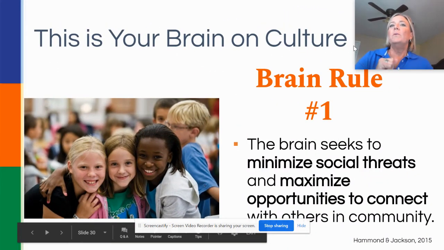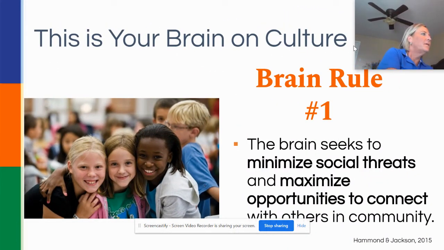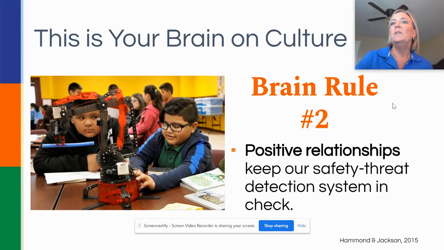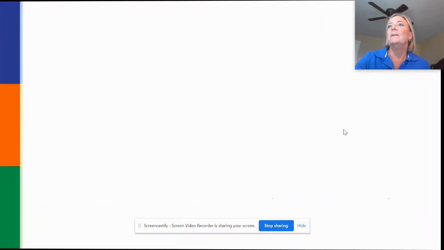Okay, we have a few brain rules to go over. We're going to go through these rather quickly. Brain rule 1. The brain seeks to minimize social threats and maximize opportunities to connect with others in the community. We want to have that connection. Brain rule 2, positive relationships keep our safety threat detection system in check. Having positive relationships, very important as the educator to develop those.